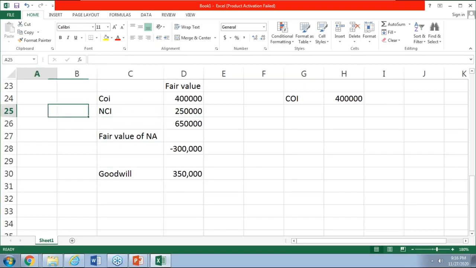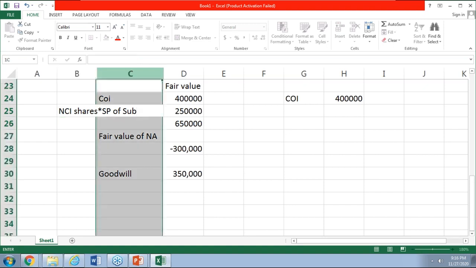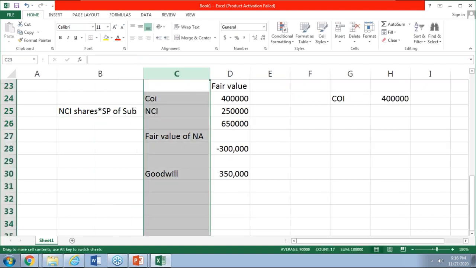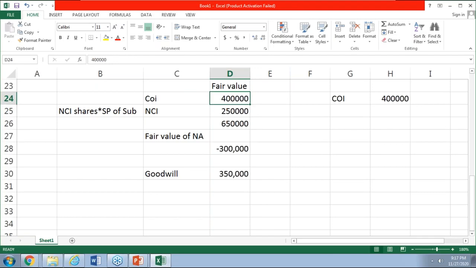We have measured the NCI on the fair value basis, which might be given to you in the examination, or if you need to calculate it, you can calculate it by NCI shares in the subsidiary multiplied by the share price of the subsidiary, that we had discussed previously in the last class, how to calculate the NCI at acquisition. But I'm telling you actually the fair value approach.